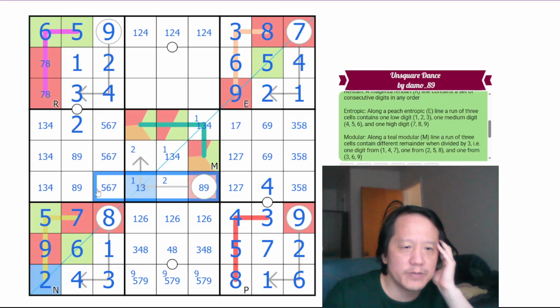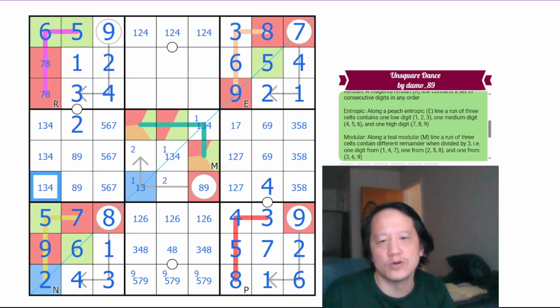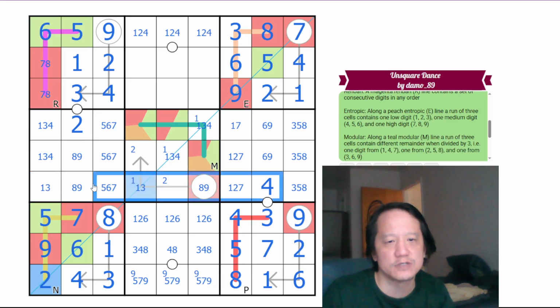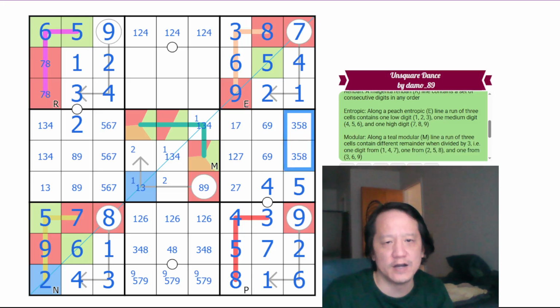We have an 8, 9 pair. 4 eliminates 4 in row 6. We have a 1, 3 pair and an 8, 9 pair in row 6. That eliminates 1, 3, 8, and 9 in the rest of the row. So no 3 or 8 here. It's 5. That eliminates 5 in the rest of the row and box.